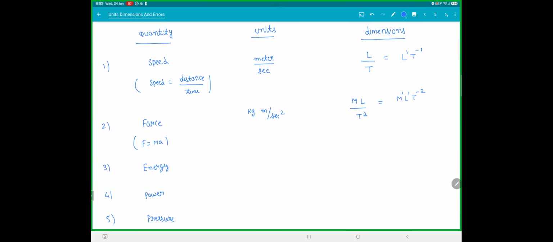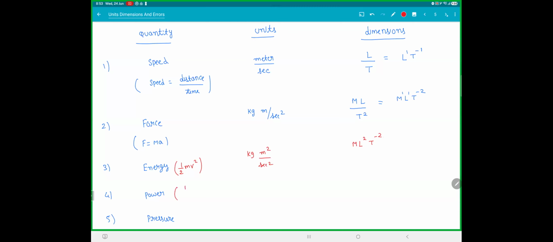Okay, let's see. So for energy, what is the formula? Half mv square. You can take anything, mgh. Anything will work. I'll take half mv square. So mass is kg. See, the number half has no dimension, so that is useless. You can ignore it. Velocity square is meter per second, so that is meter square by second square. So what are the dimensions? Mass, L square, t minus 2.